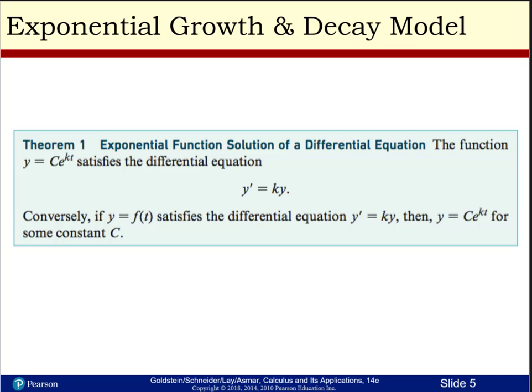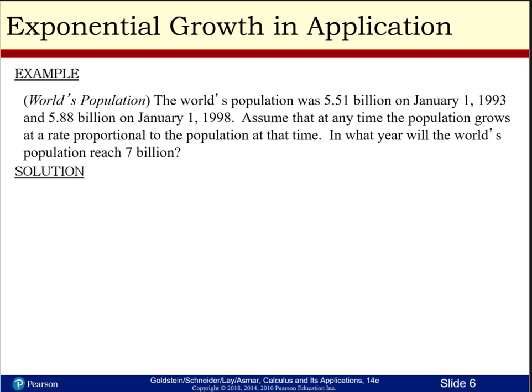Oh my goodness. Let's look at an example and see what in the world that's talking about. So we have the world's population, and it was 5.51 billion on January 1st, 1993, and 5.88 billion on January 1st, 1998. Now assume that at any time the population grows at a rate proportional to the population at that time. In what year will the world's population reach 7 billion?